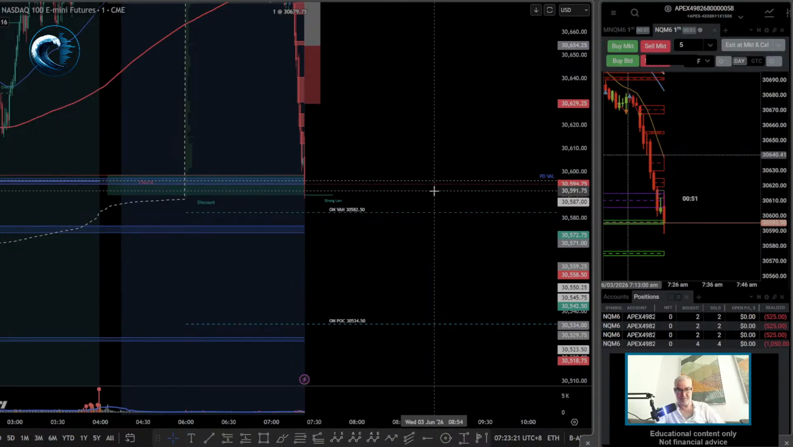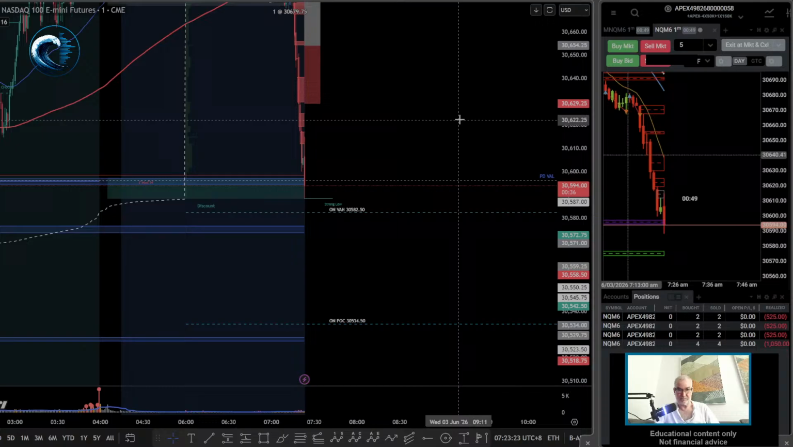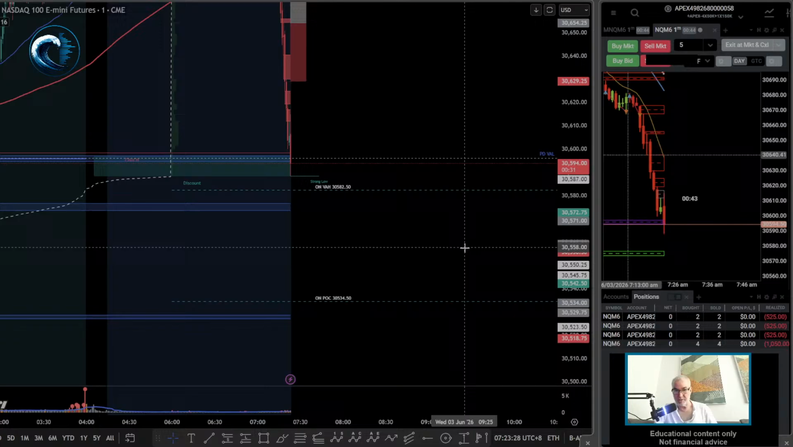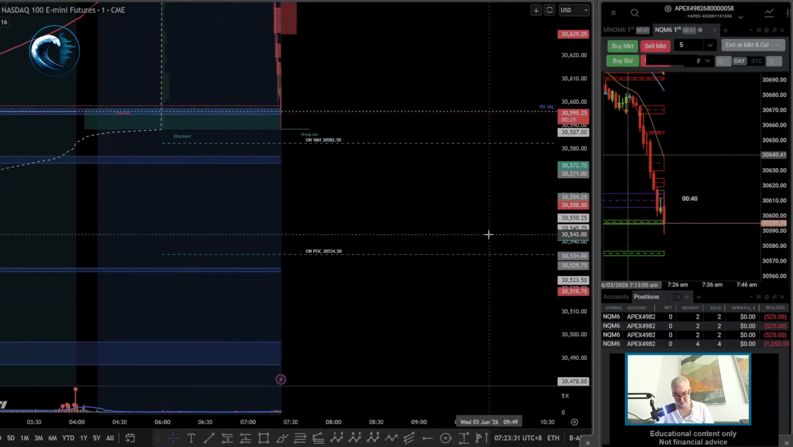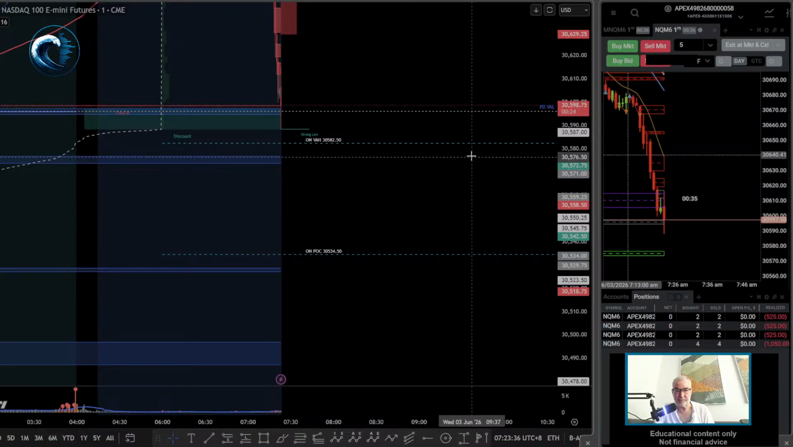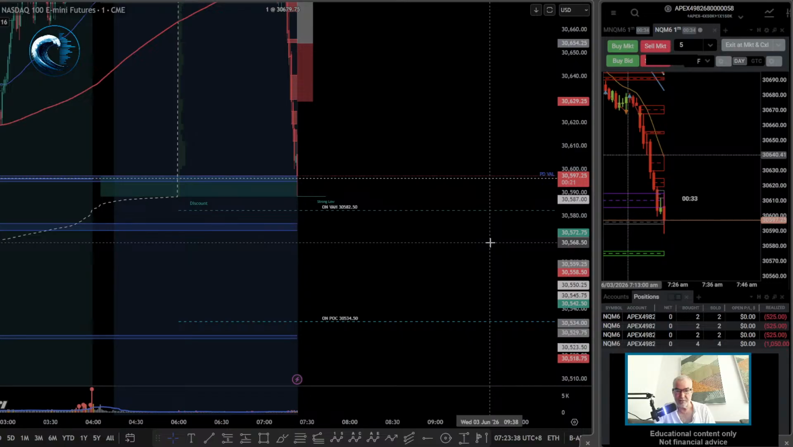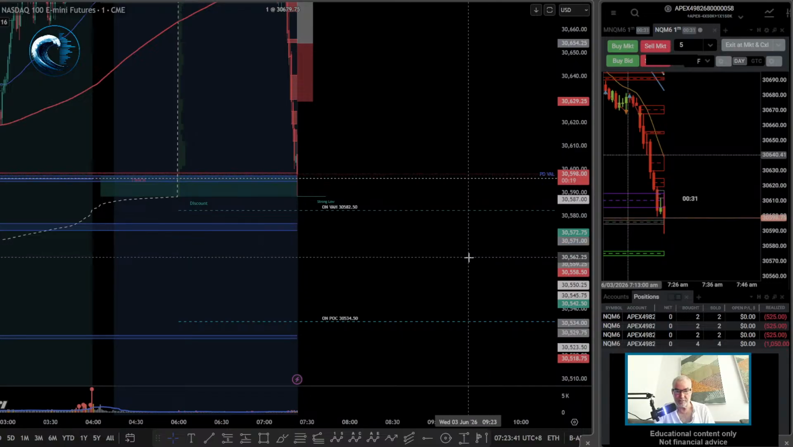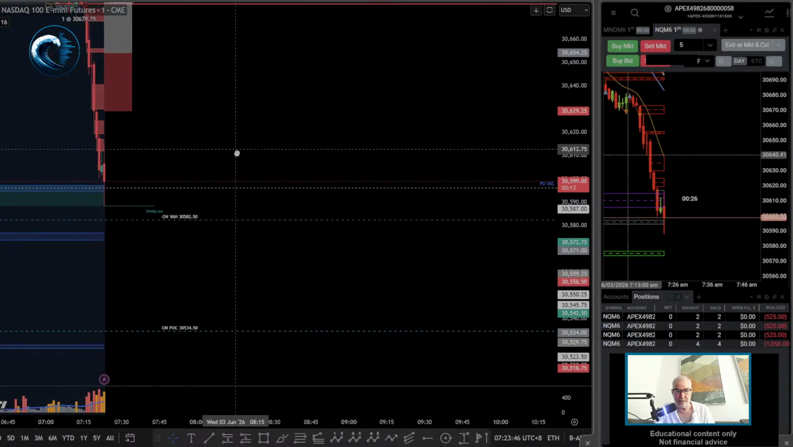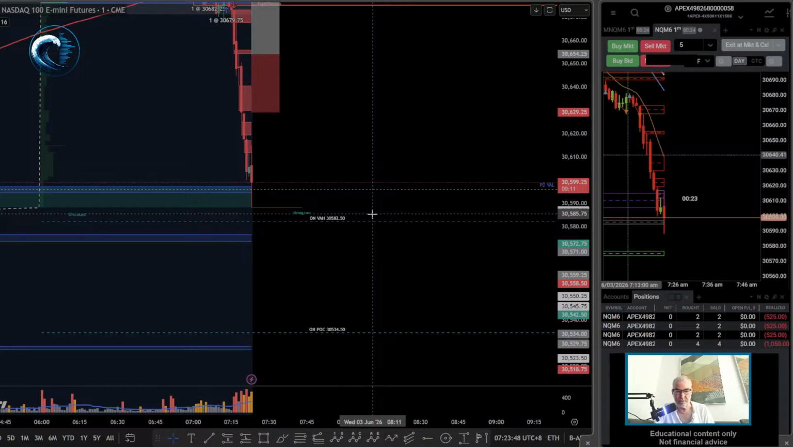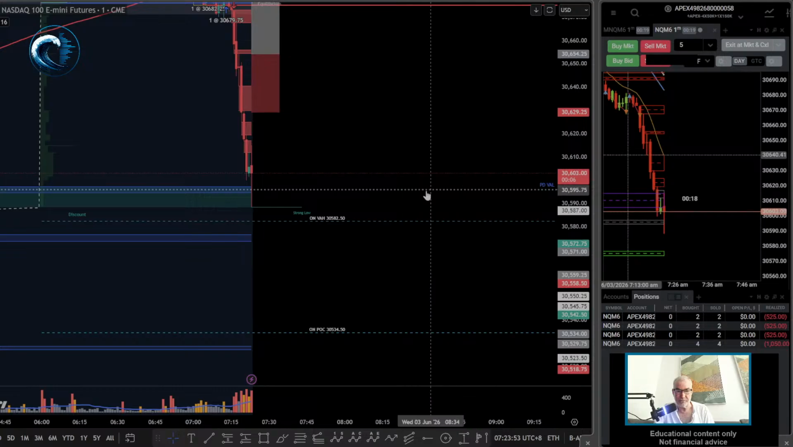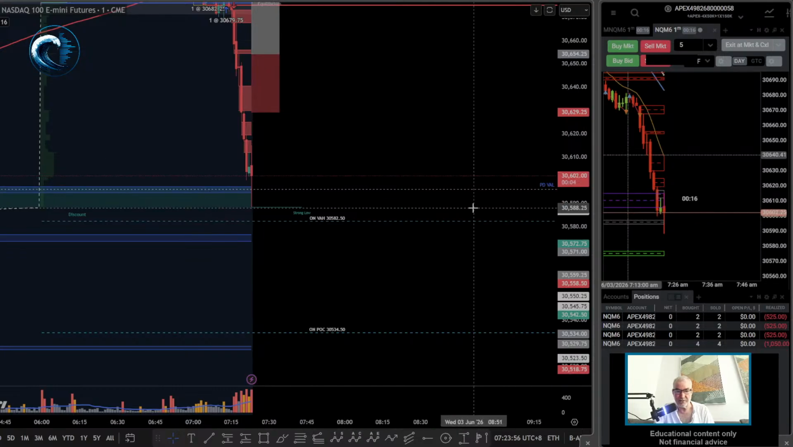I'm just hesitant to keep going short here. We're too far down. Well, we're not, because there's heaps of room to move down, but I just don't like playing it, because I would expect a bounce back at some point. And it might be off this level. Well, it's already tagged this.